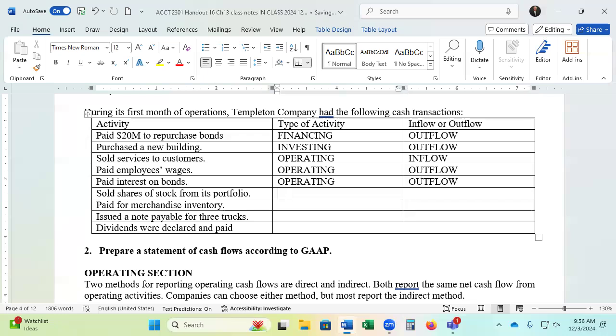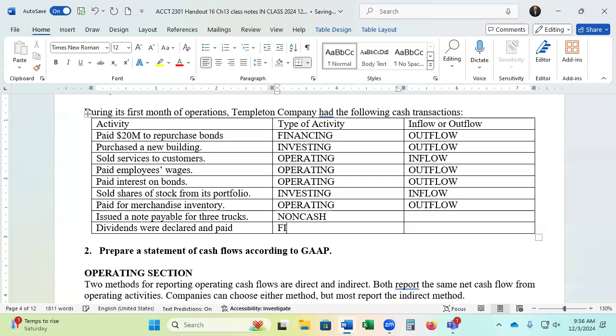Sold shares of stock from its portfolio, so investing. And this would be an inflow. Paid for merchandise inventory, operating. Outflow. And issued a note payable for 3 trucks. This is non-cash.